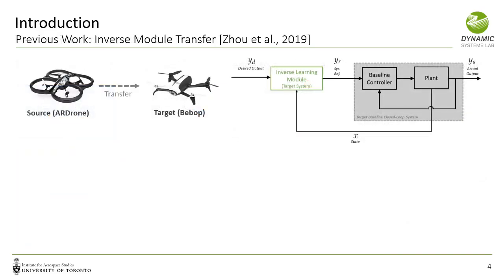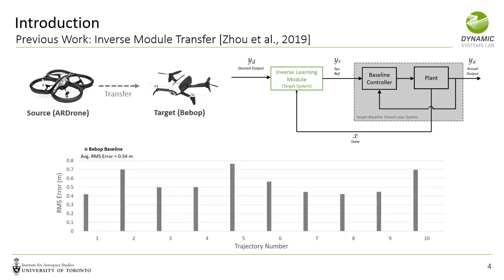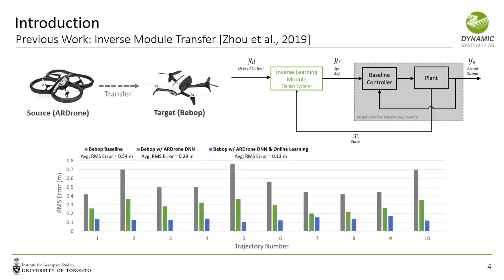Previous work in our lab has shown that we can transfer an inverse dynamics module from a source quadrotor to a target quadrotor to improve the target quadrotor's trajectory tracking. The baseline tracking error performance without transfer is shown here in gray over 10 trajectories, and shown here in green is the tracking error when we transfer the inverse dynamics module, which we see reduces the tracking error. And the tracking error is further reduced when we collect a small amount of data online while doing this transfer, which is shown here in blue.